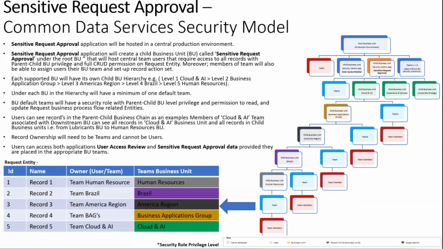Within the child business units, as an example, cloud and AI. Below cloud and AI, they created a business applications group. The business applications group again had a child business unit for the Americas region. The Americas region had Brazil, and Brazil had human resources. So they went and they created it. It's a pretty complex requirement, and you'd be very amazed.